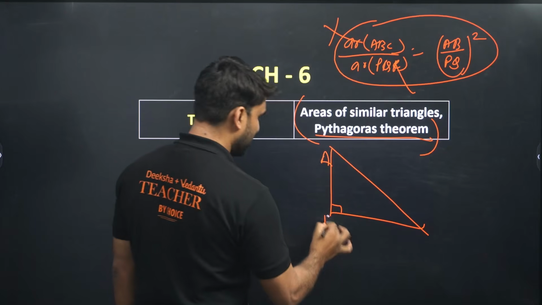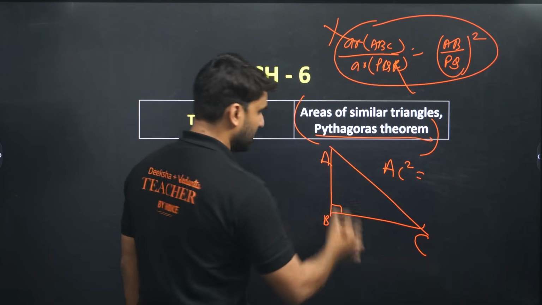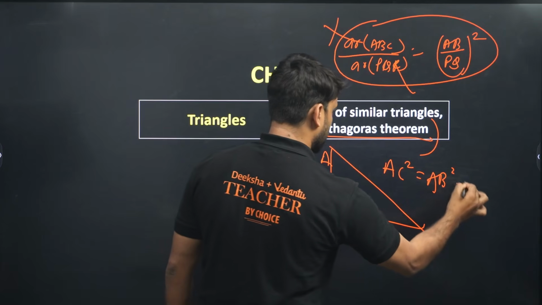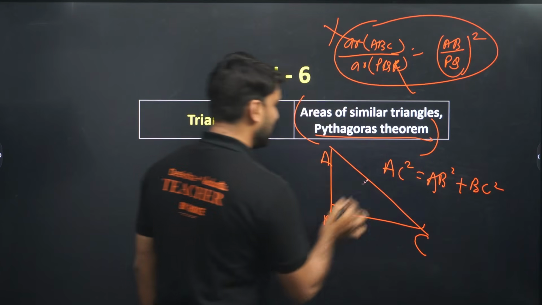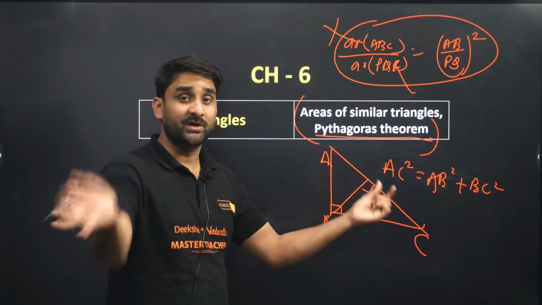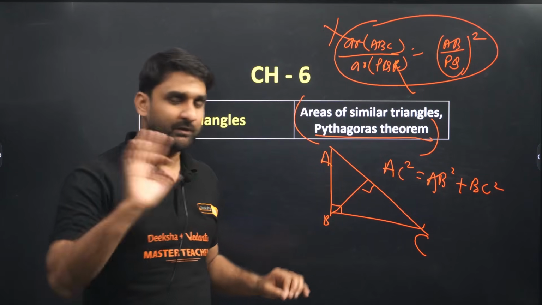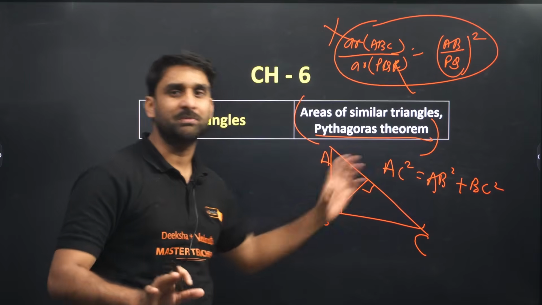If this is a right angle triangle, my dear, we can prove AC square is equal to AB square plus BC square by taking two similar triangles. And based on this Pythagoras theorem, there were so many questions. But as this topic is excluded, deleted, we don't require to do any question based on Pythagoras theorem.